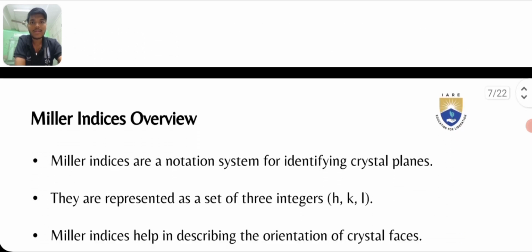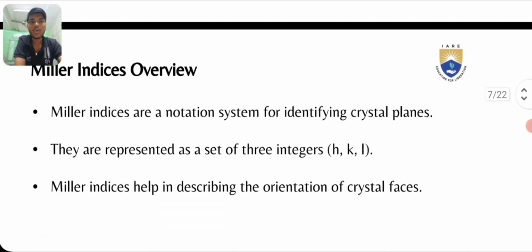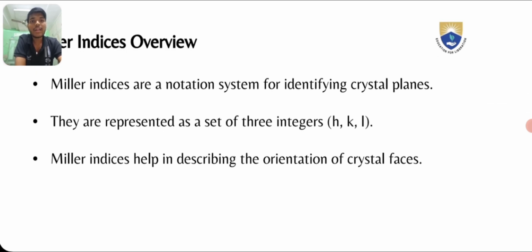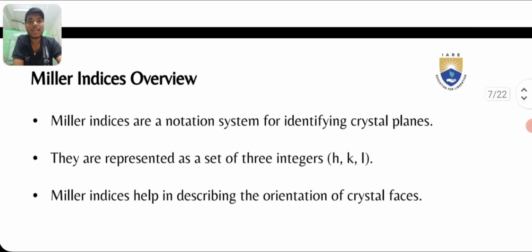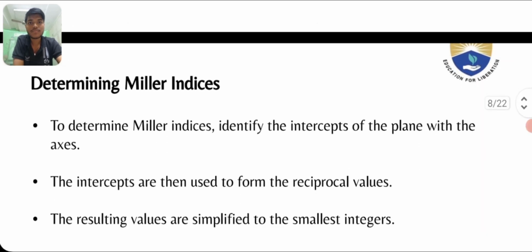And next is a Miller indices overview. Miller indices are a notation system for identifying crystal planes. They are represented as a set of three integers h, k, l. Miller indices help in describing the orientation of crystal faces. These are Miller indices overview.